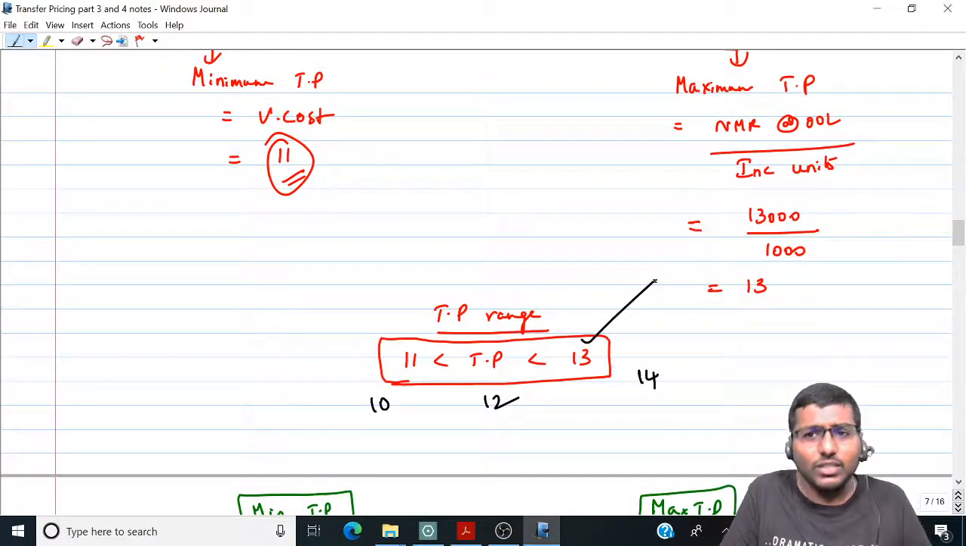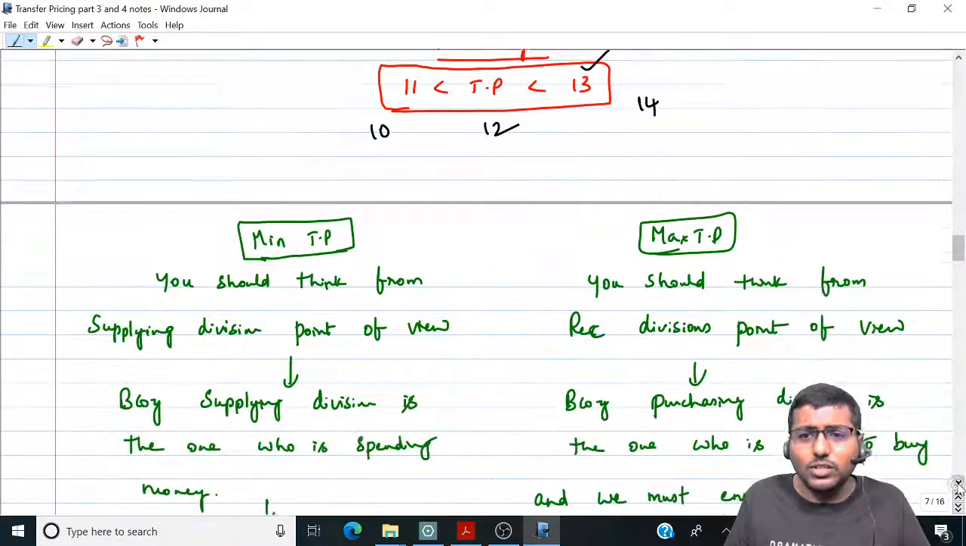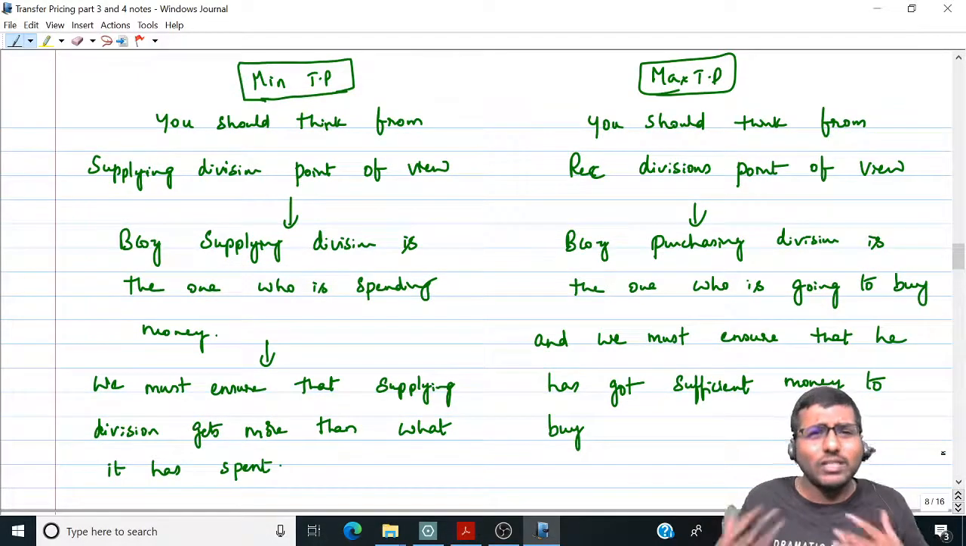Game over. Very simple. Are you able to understand? So these basic common sense points you should have in your mind. Things will be very simple. So this is the essence of the whole transfer pricing chapter.